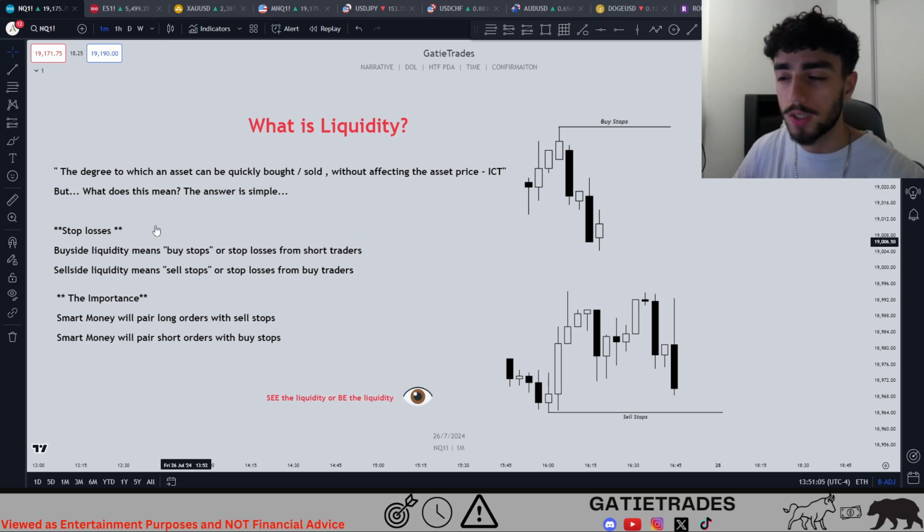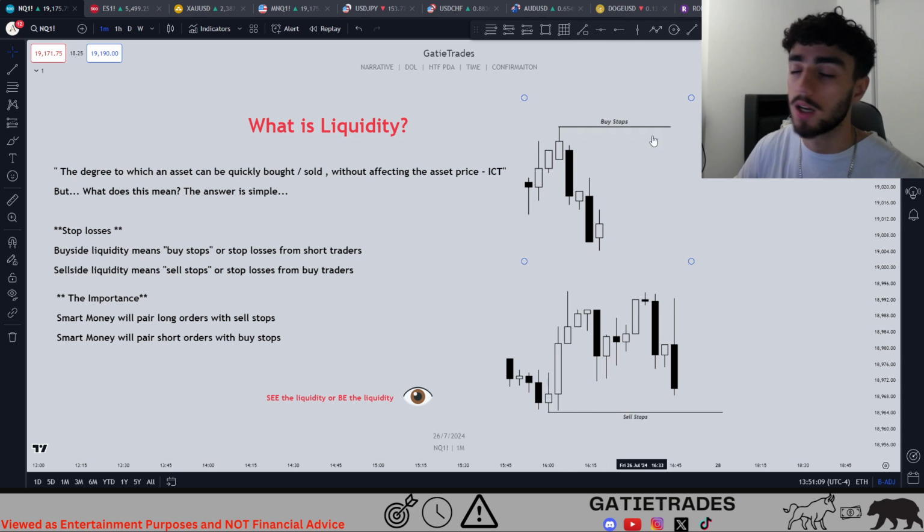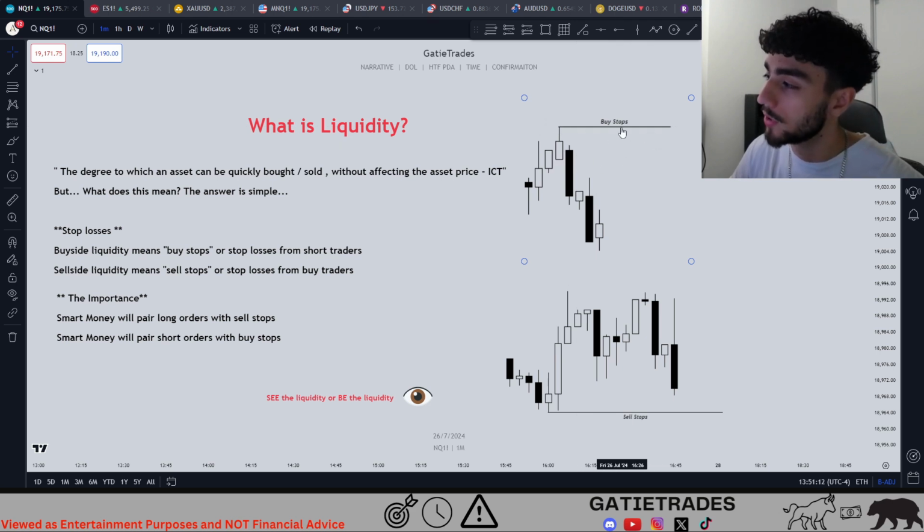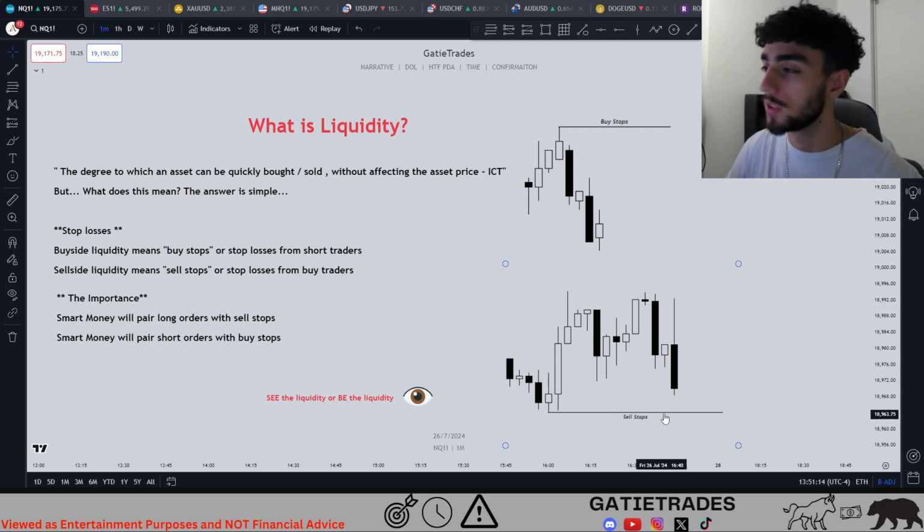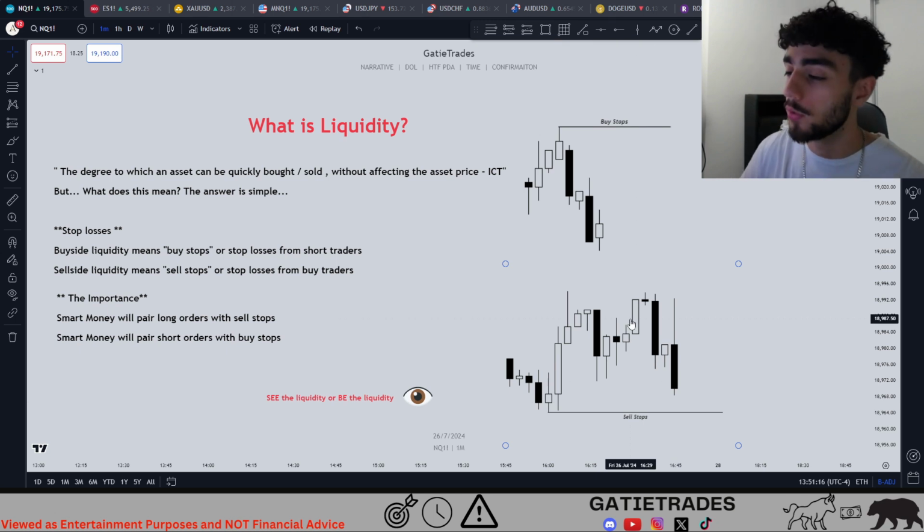So what exactly does that mean? So buy side liquidity, as you should know, rests above swing highs. So right here, I've labeled this swing high as buy stops and this swing low as sell stops. What does that exactly mean? If you don't know, buy stops are from short traders.